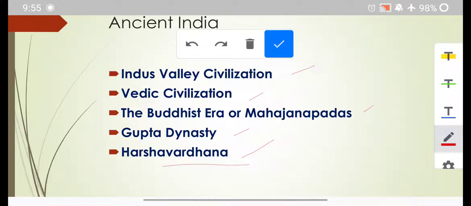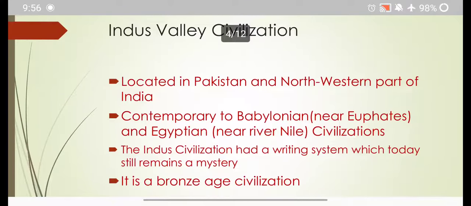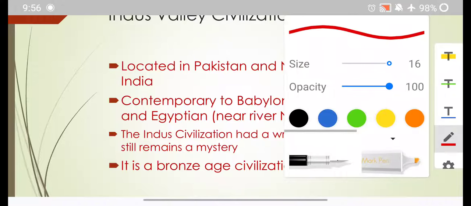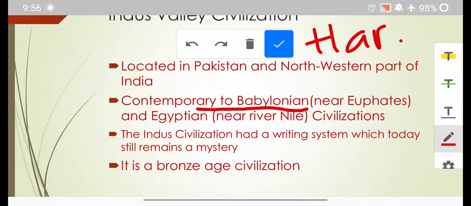Indus Valley Civilization is located in Pakistan and the northwestern part of India. And then this Indus Valley Civilization is contemporary to Babylon. That is Babylon Civilization. Indus Valley Civilization is also known as Harappan Civilization, which is contemporary to Babylonian Civilization.